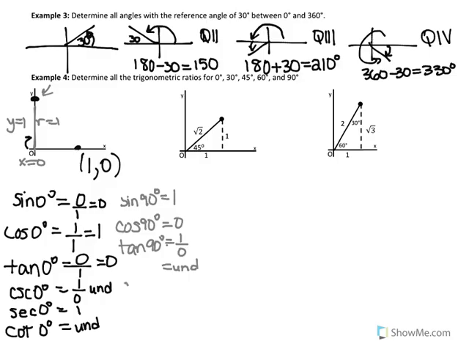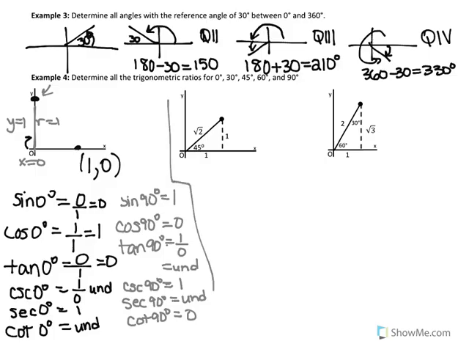Now we will do cosecant. Cosecant of 90 degrees is going to be 1, because it's 1 over 1. Secant of 90 degrees is going to be 1 over 0, so undefined. And cotangent of 90 degrees will be 0 over 1, so it will be 0. So there's all of our primary trig ratios for 0 and 90 degrees.